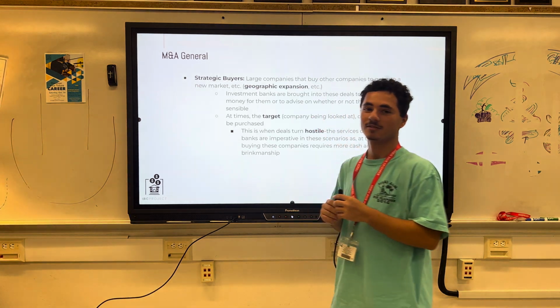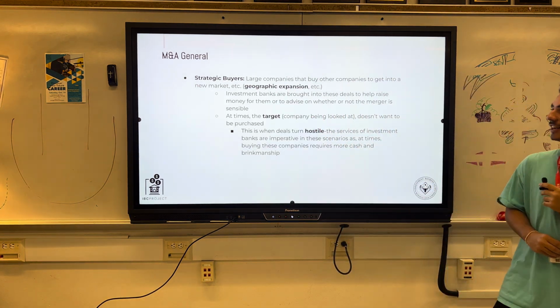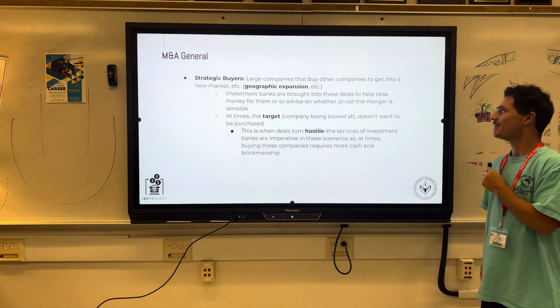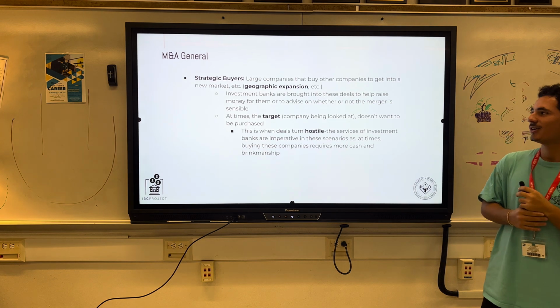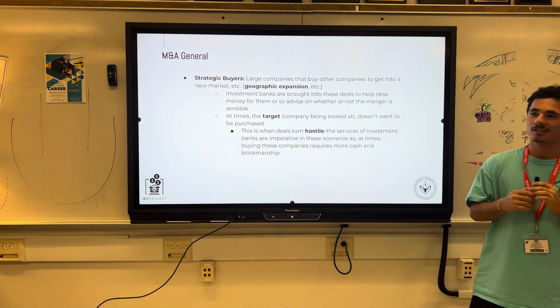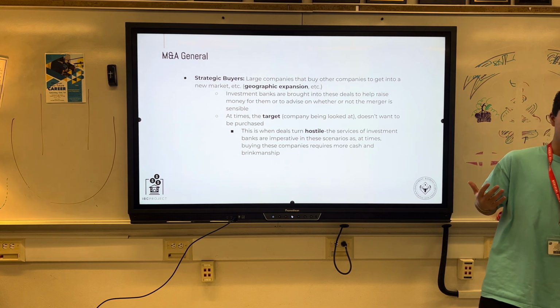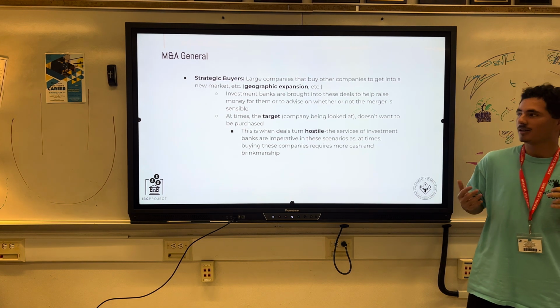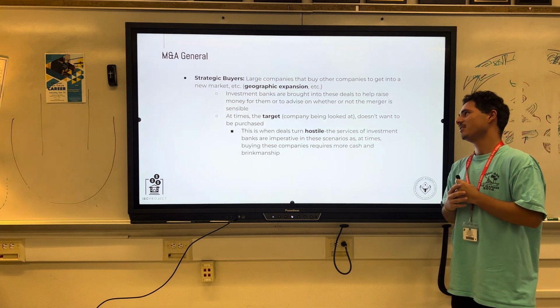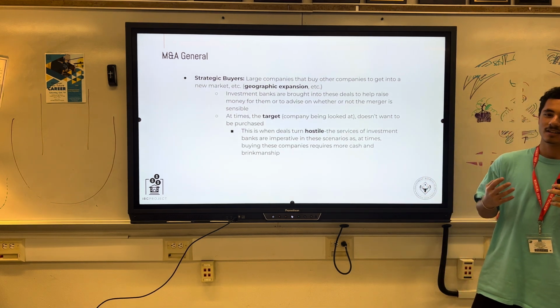All right, guys. M&A General. So you got some strategic buyers, larger companies that buy other companies to get in a new market, etc. Similar to Ion's analogy, Smuckers. They made jam. They wanted to make peanut butter, so they bought Jif. They bought Jif peanut butter, right? Boom. That's one of it.